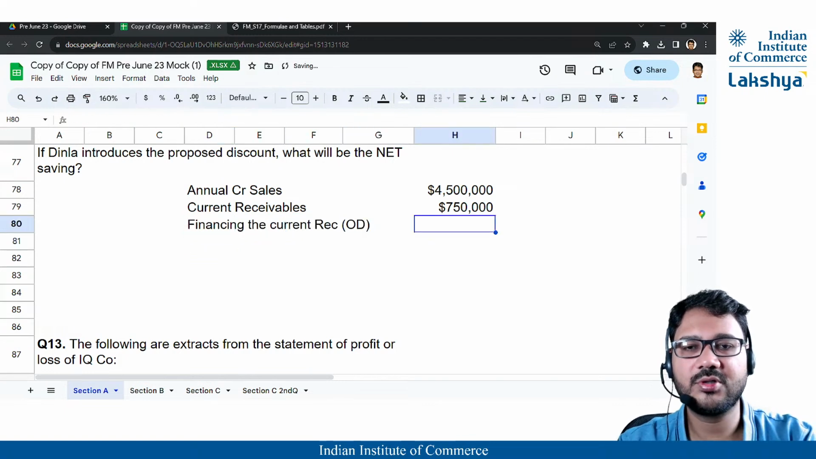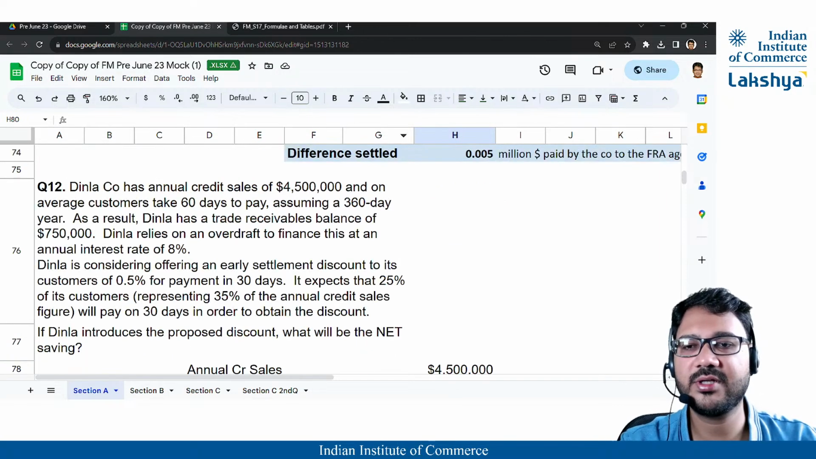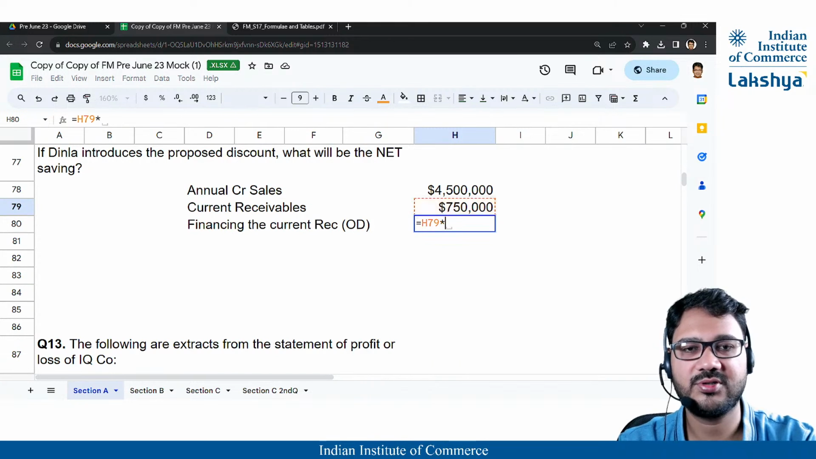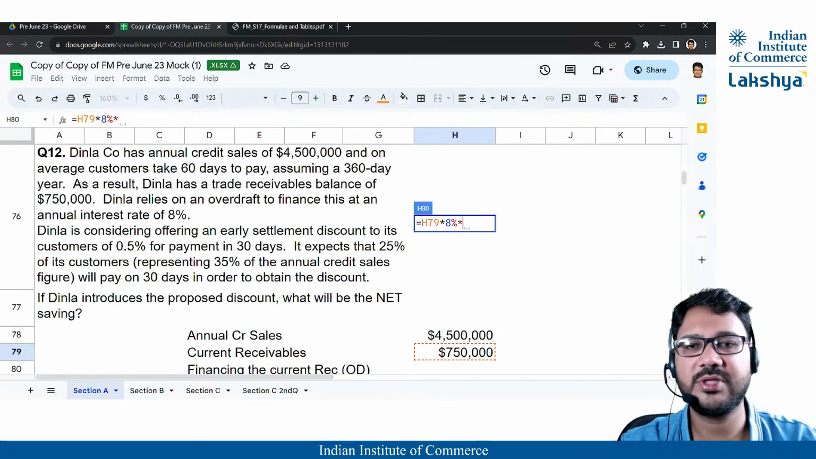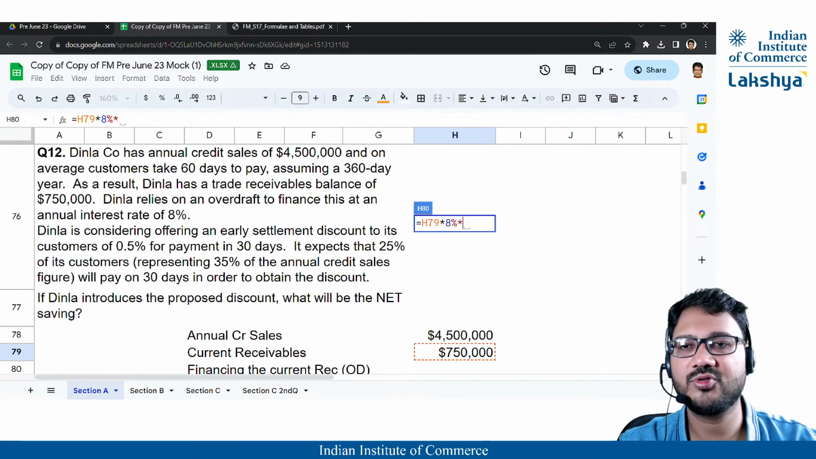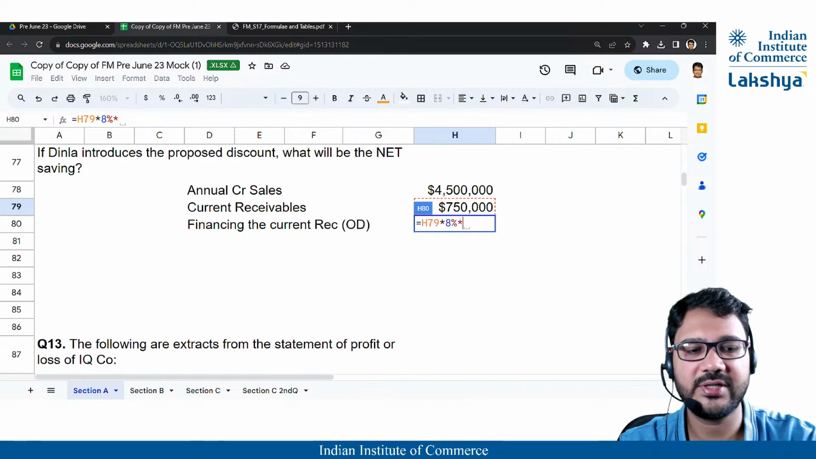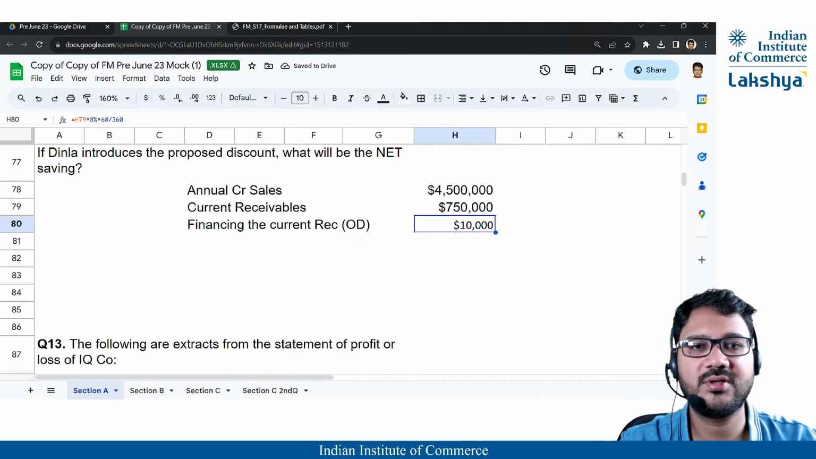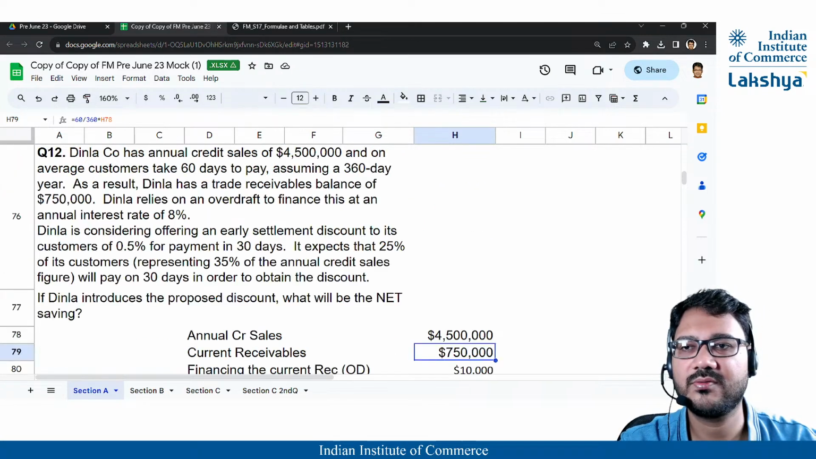Okay. So, what sort of financing are we doing currently? The annual rate of interest is 8%. So into 8%, into how many months? You are taking 2 months, or we can just stick to days, 60 divided by 360. Okay, so $10,000 is what we are doing in, wait, what happened?